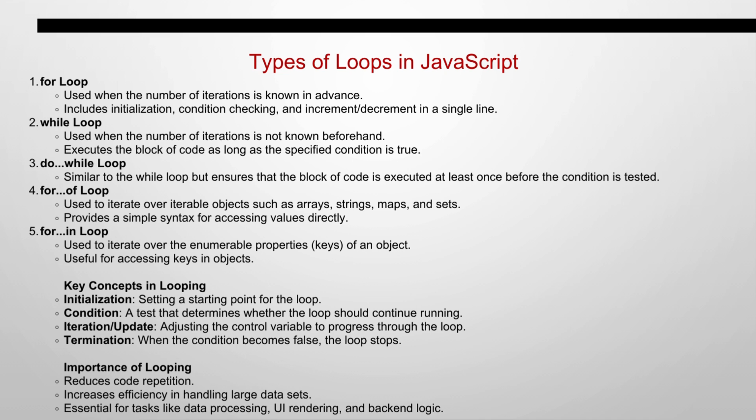Initialization, setting a starting point for the loop. Condition, a test that determines whether the loop should continue running. Iteration update, adjusting the control variable to progress through the loop. Termination, when the condition becomes false, the loop stops. Importance of looping: it reduces code repetition, increases efficiency in handling large data sets, and is essential for tasks like data processing, UI rendering, and backend logic.